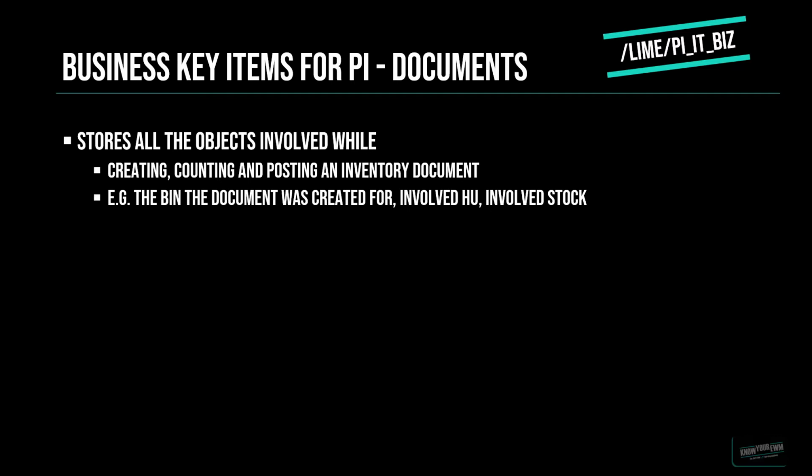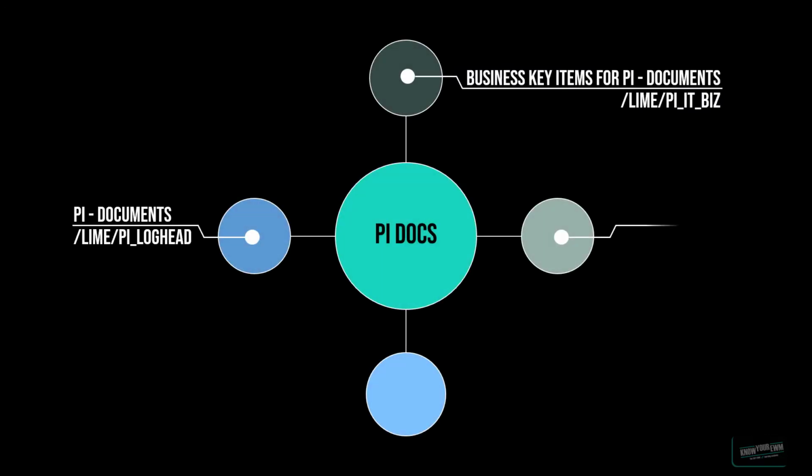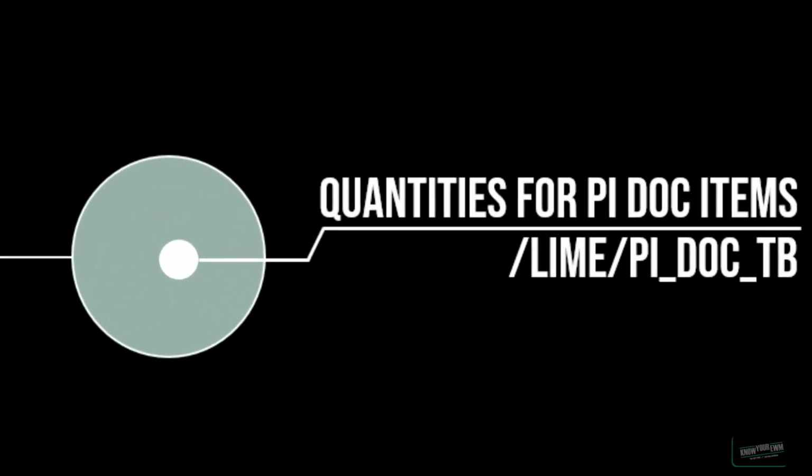But just to be clear, this table has nothing to do with the actual counting results of an inventory document. This table only holds the different elements involved for such a document. We will have a look at the separate entries in this table during the course of this episode. And since we got some other tables we need to focus on, let us continue with the next one in line, the quantities for the physical inventory document.